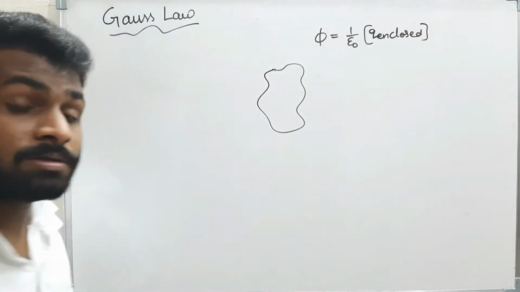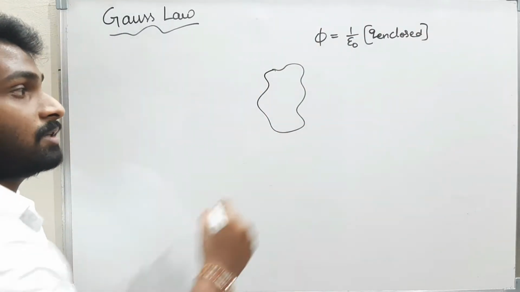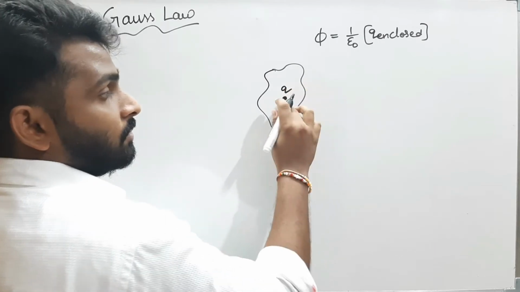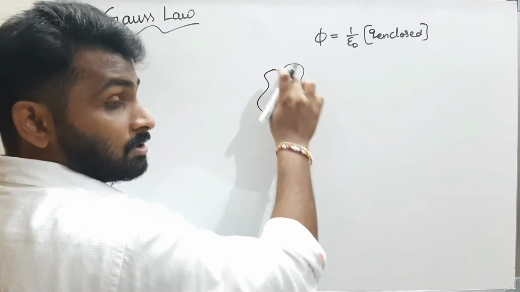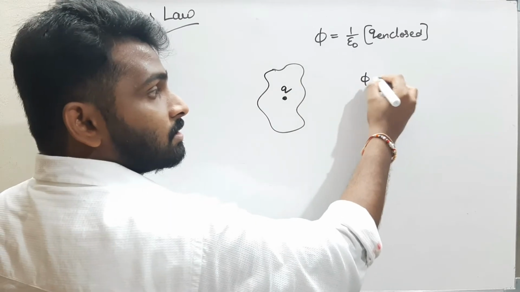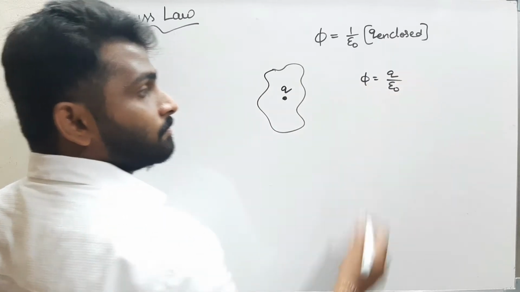That is the total flux through this surface. That means if there is a charge Q, then the total flux through this closed surface is simply Q by epsilon naught.